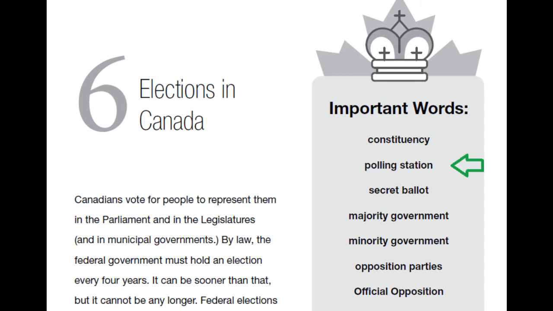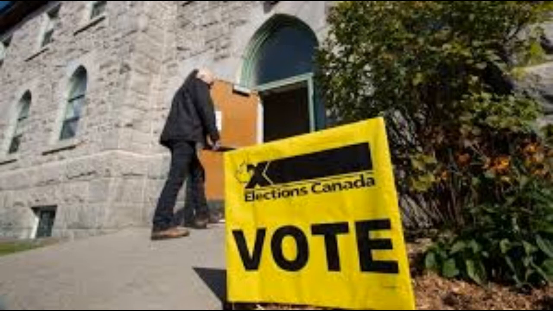Polling station. A polling station refers to a building where you vote during an election. Usually they're in schools or churches or community halls, and sometimes there is more than one ballot box inside of that polling station, but a polling station is a building that you meet in to cast your vote.